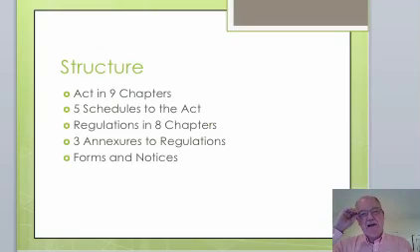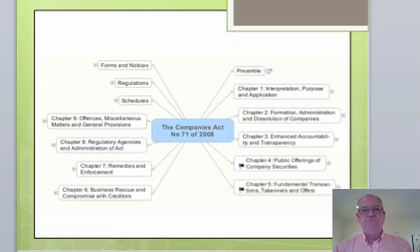The act is broken down into 9 chapters, some of which are not applicable at all to non-profits, so that already gets a lot easier. There are 5 schedules to the act, and then there are regulations, quite extensive regulations, which are broken down into 8 chapters, and there are 3 annexes to the regulations. There's also a whole group of forms and notices which help people apply and get permission and all that sort of thing.